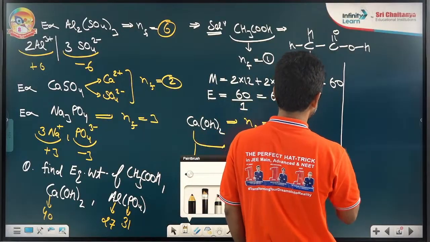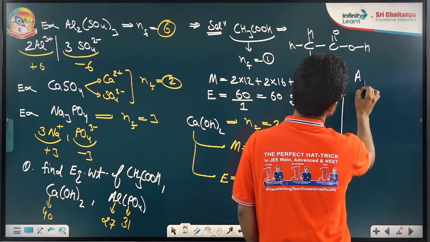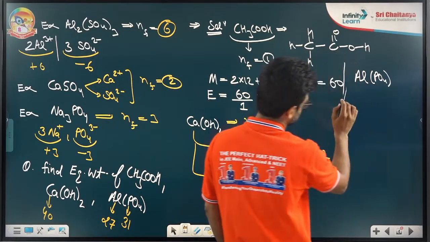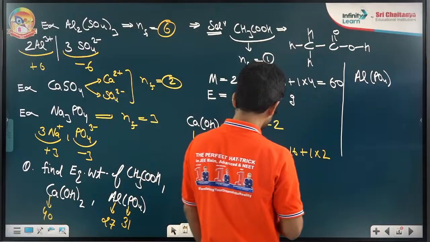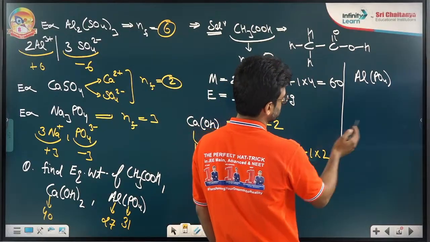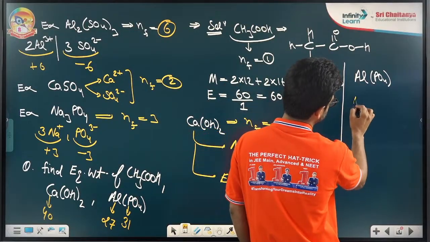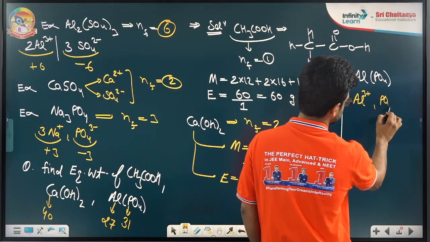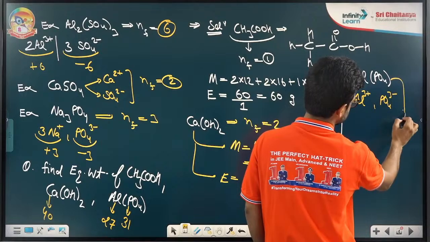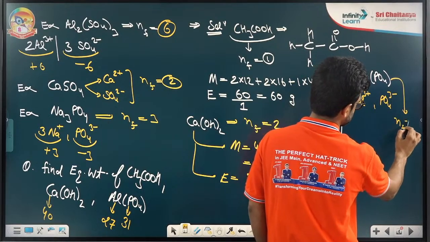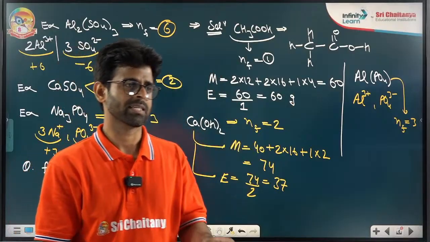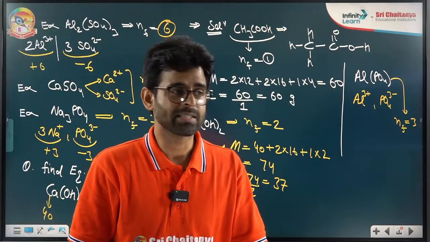Aluminium phosphate, the third one. You can say AlPO4. You check carefully. I'm showing a bracket because it can confuse you otherwise. Actually, it is aluminium plus 3, and phosphate means PO4, 3 minus. So first of all, its N factor, how much? Its N factor is 3.